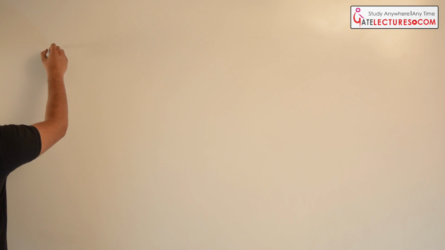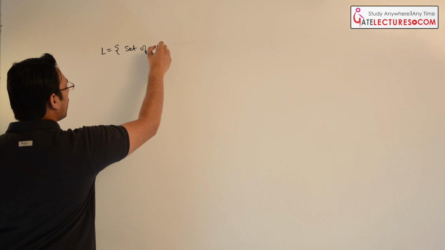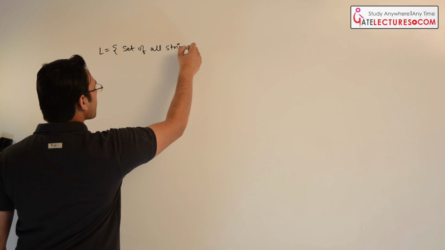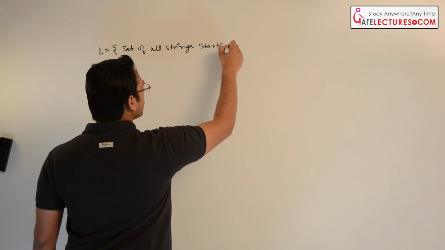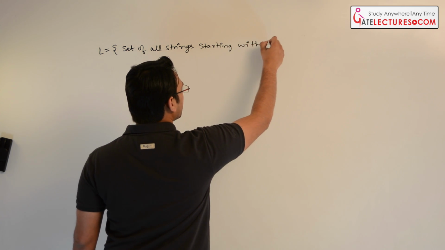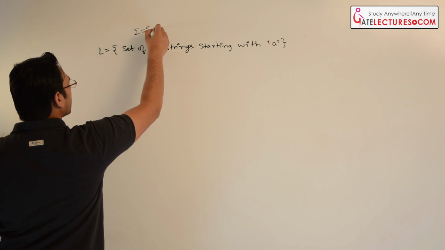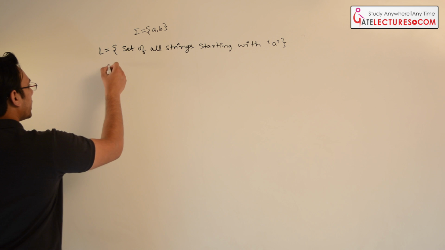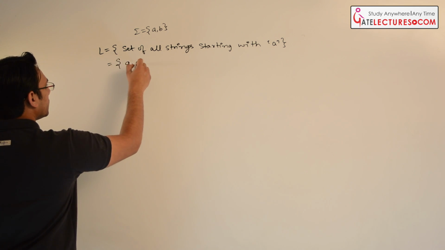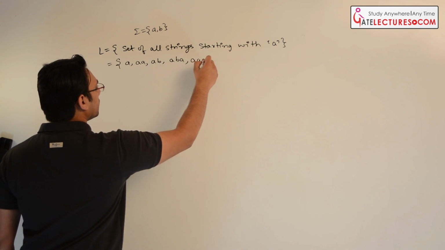Okay. So let us say we have the language L1 which is saying set of all strings starting with the symbol A over the alphabet summation is equal to A comma B. Assume this is the language. Okay. Now in this language what are the strings here? Strings will be A, AA, AB, ABA, AAA and so on.